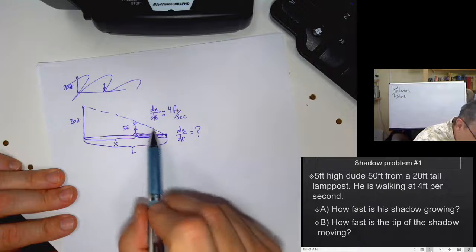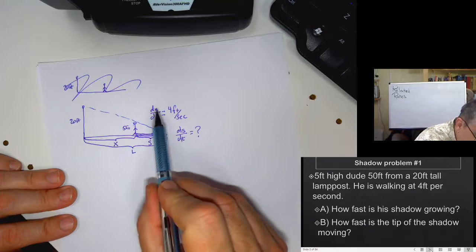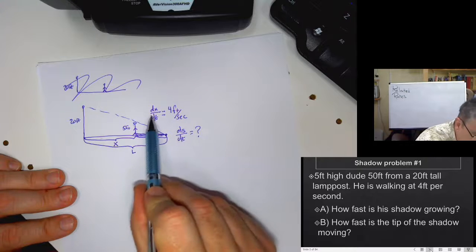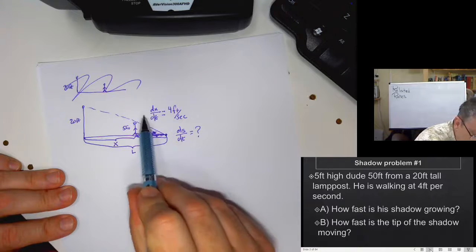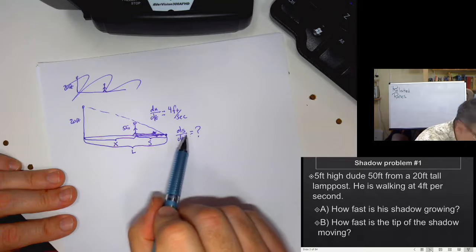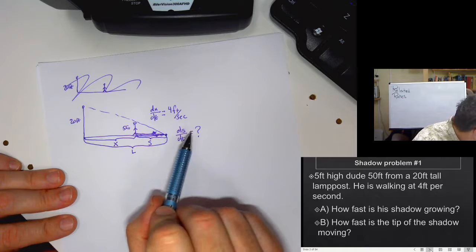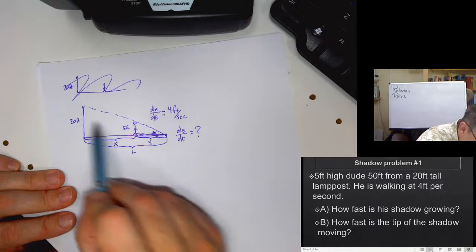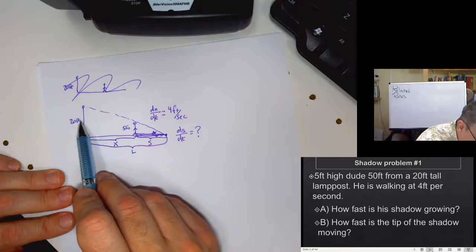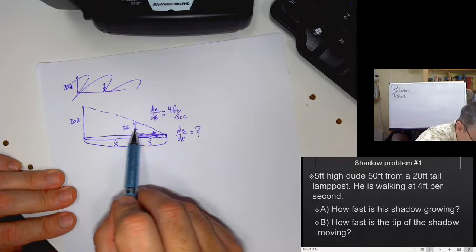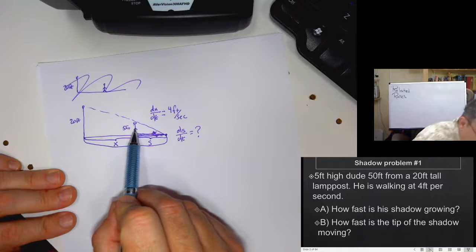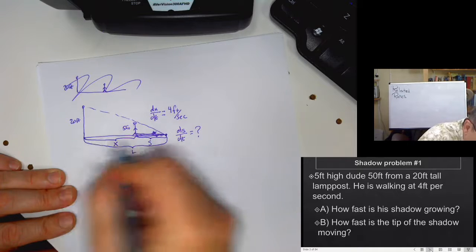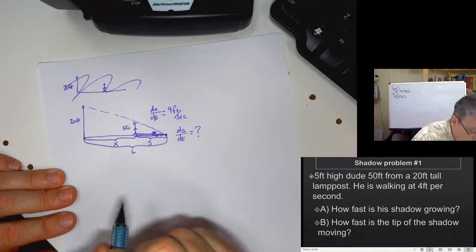So we need some equation that relates x to s. And then when we know the rate of change of x, we can use that equation that relates x to s, differentiate it with respect to time, to find the rate of change of s. All right? So the ratio of this to this for similar triangles is going to equal the ratio of the bottom leg of the big triangle to the bottom leg of the small triangle, right?